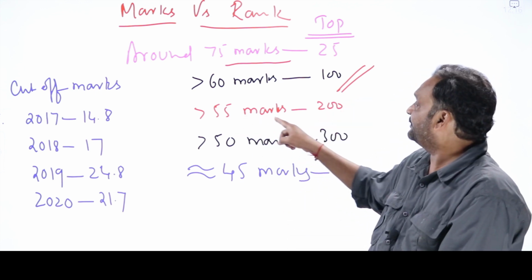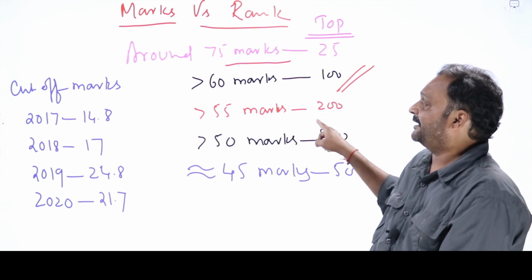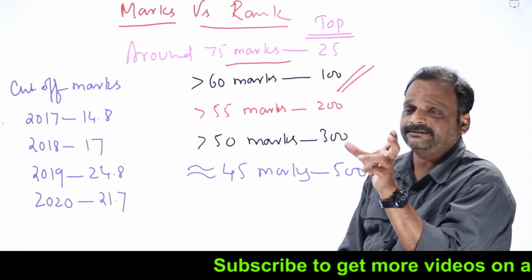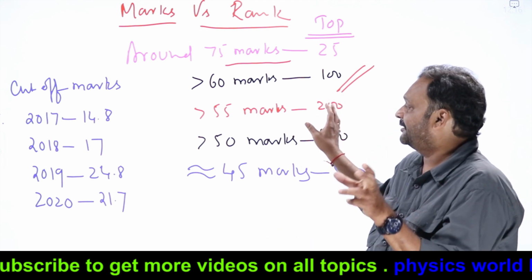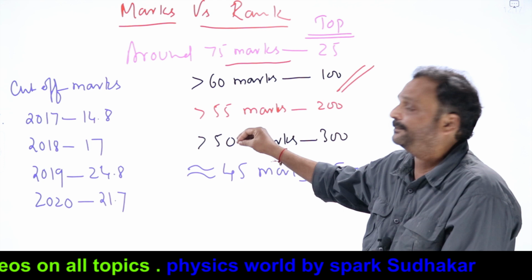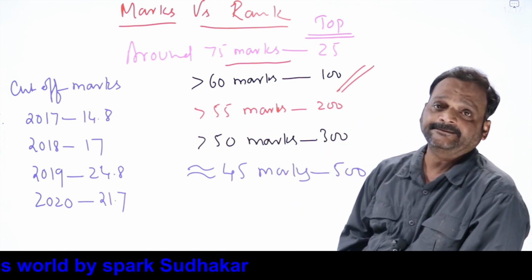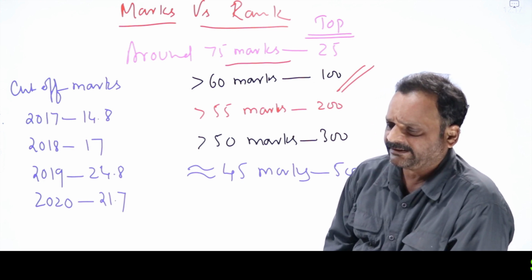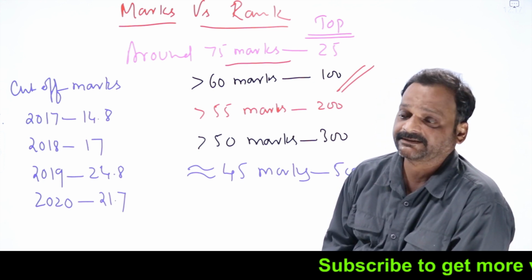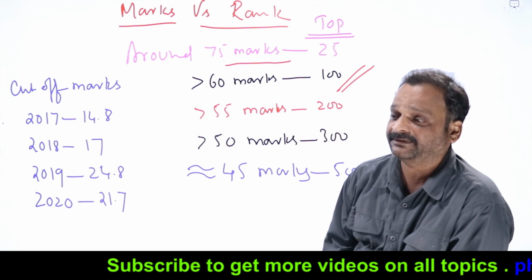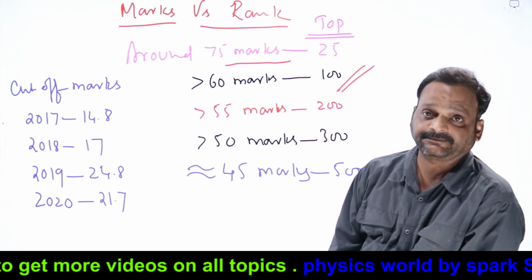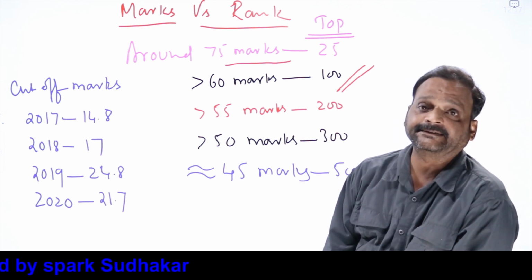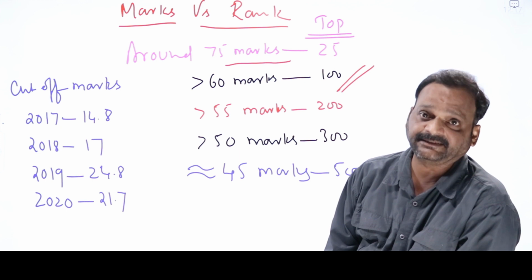Next, around 55% marks, you will be getting around 200th rank. Greater than 55, between 55 and 60, mostly your rank will be around 200. Even if you score around 50% of the paper, you will be in the top 300. Why I am specifying up to top 300 is that if you get a rank around 300, your chances of getting into the best IITs are good. There are about 21 IITs offering the MSc Physics course, I think. Getting into the top 10 IITs will become easy for you.